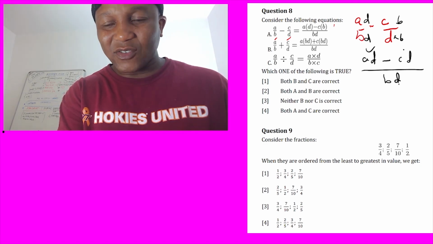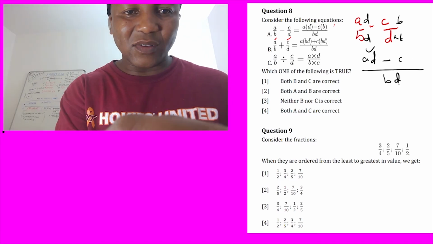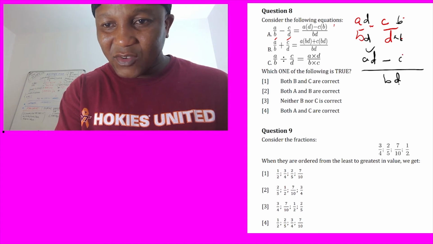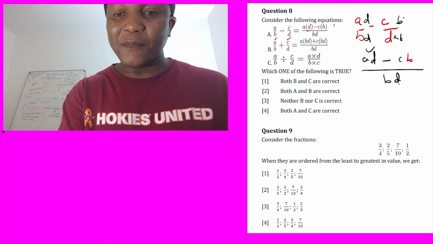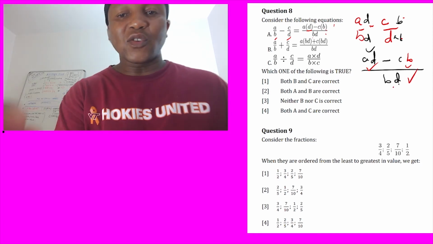No, no, no, I'm wrong. I'm the one who's wrong here. My apologies. This must be B here, because look, B, B. So AD, AD is true. Minus CB, minus CB. BD, BD. Yes, it's true. So the first option is true.